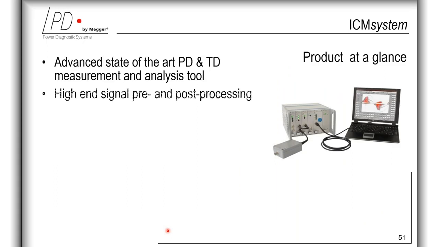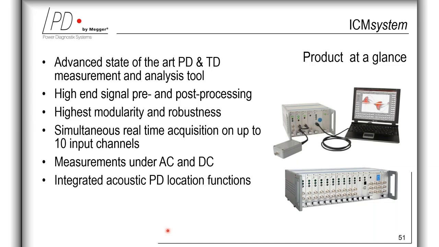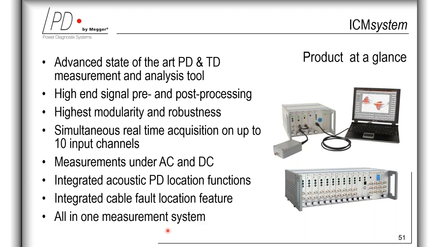And this slide is giving an overview of the advanced state-of-the-art partial discharge and tan delta measurement tool of PowerDiagnostix. The ICM system has the highest modularity and robustness. It provides simultaneous real-time acquisition of up to 10 input channels. It is possible to perform both AC and DC measurements. It also comes with a smart trigger feature for acoustic PD fault location.